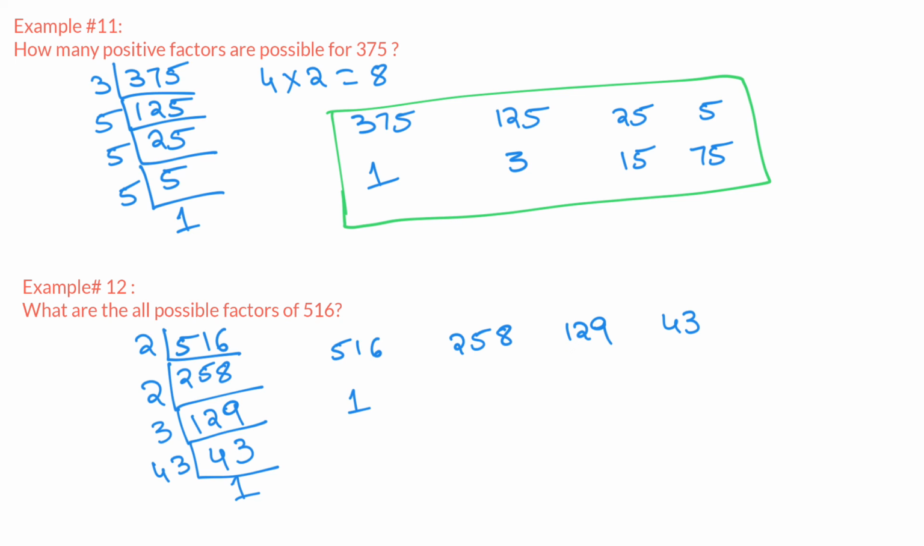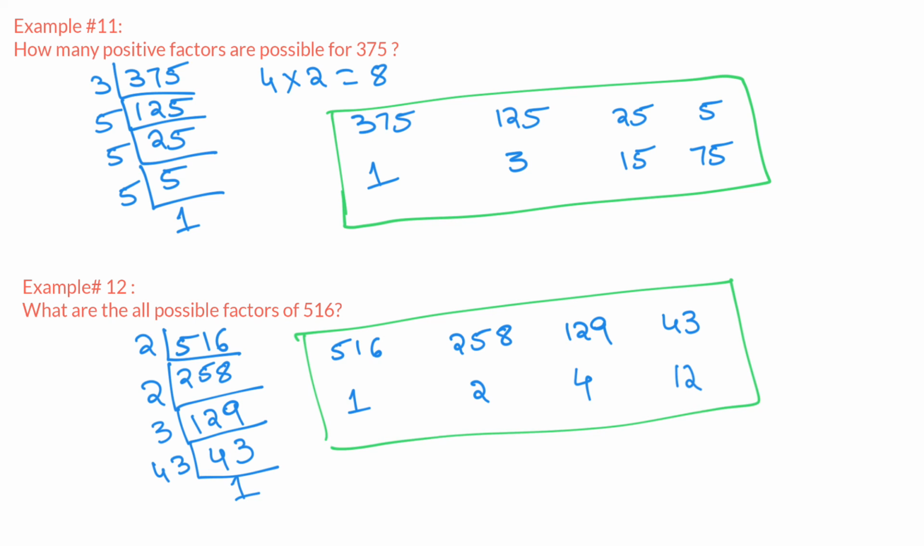Now we have some more factors that are to be identified. 516 divided by 258 gives a value 2. 2 is also a factor. 516 divided by 129 gives a value 2 multiplied by 2, that is 4. Similarly, 516 divided by 43 is equal to 3 multiplied by 2 multiplied by 2, that value is 12. So these are the different possible factors of the number 516. So here also the count is 8.